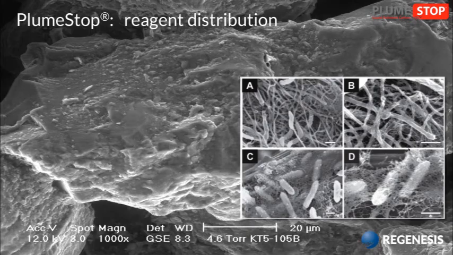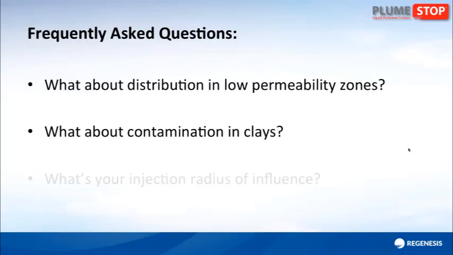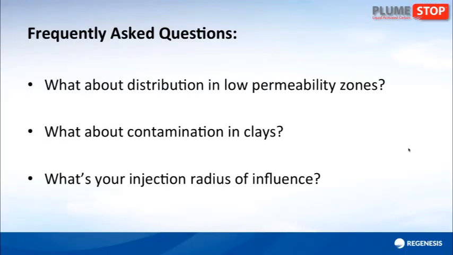So there are many questions that are often asked about PlumeStop. I'm going to hit on a few of them in the next section. What about distribution in low permeability zones? What about contamination in clays? What is the radius of influence? How far can you actually inject the material from one point? And many questions which are variations of those.